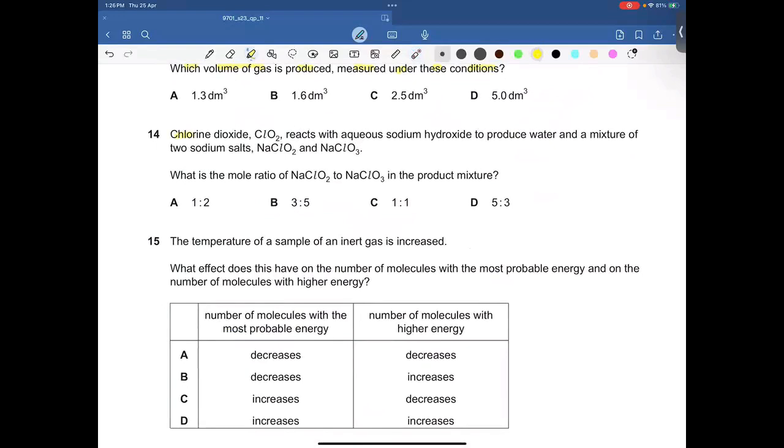Chlorine dioxide, ClO2, reacts with aqueous NaOH to produce water and a mixture of two sodium salts, NaClO2 and NaClO3. ClO2 is basically this one. It is reacting with NaOH, converting into NaClO2, NaClO3, and obviously water.